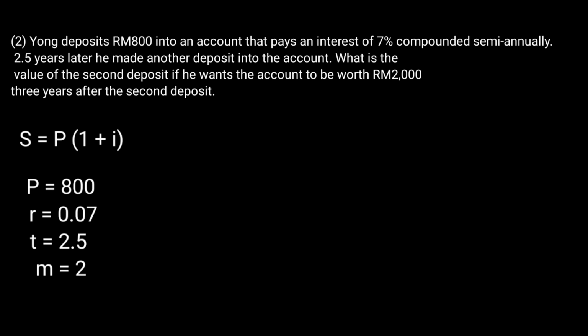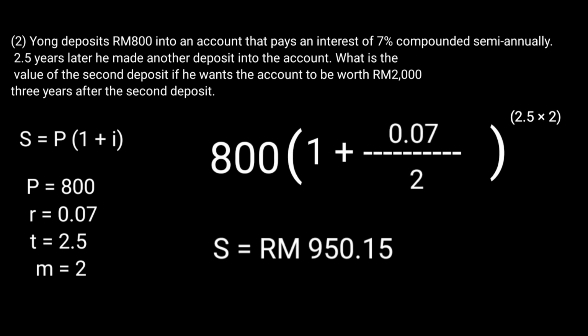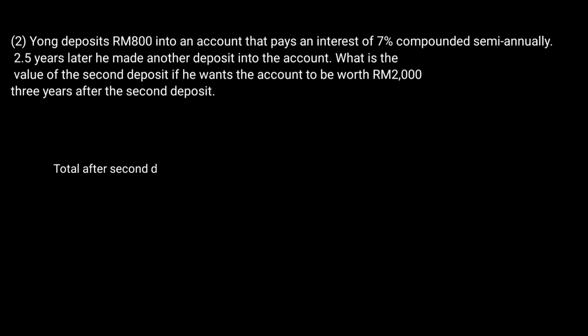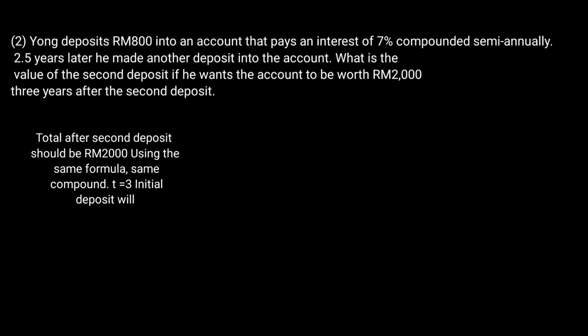Therefore, continue with the calculation, and then you'll get 950.15. The total of the second deposit should be RM2000, using the same formula and same compounding, for 3 years. The initial deposit will also grow.